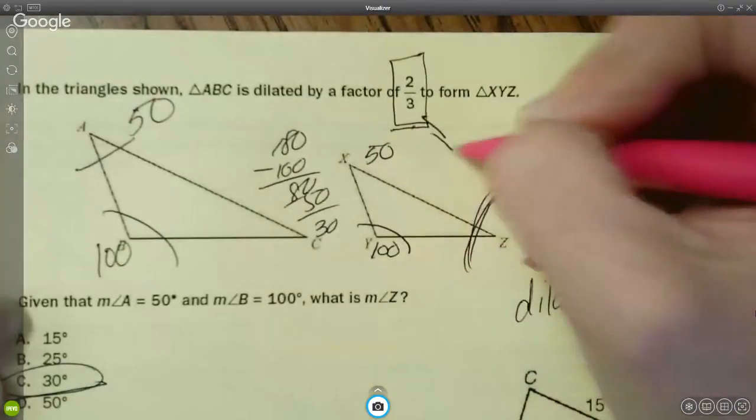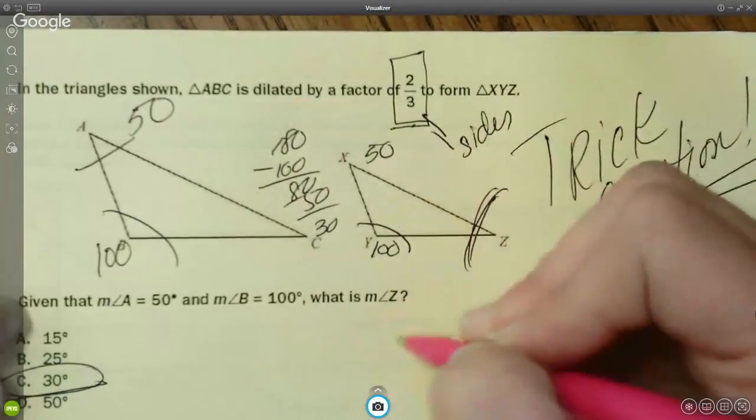Okay, this is a trick question. Scale factors only deal with sides. Remember, the angles are congruent.